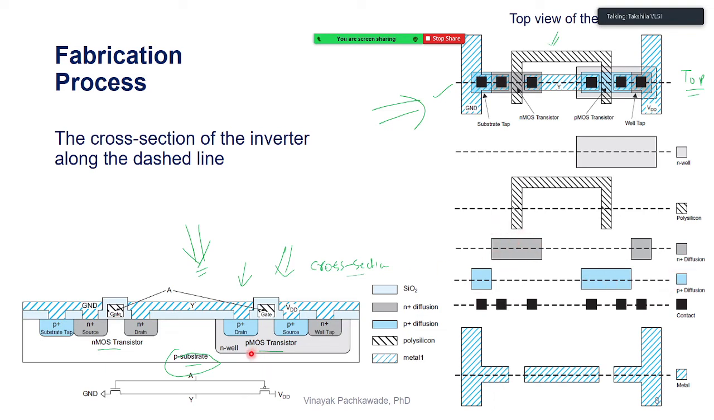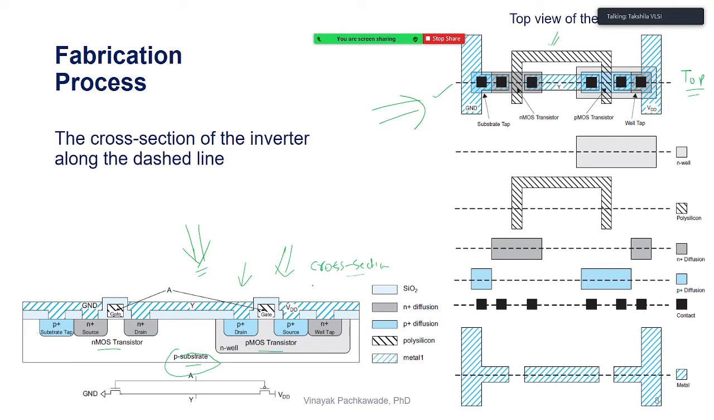Then I go to the N-well. Here is the area where I want the N-well to be constructed. Where is the mask for the N-well? Here I put the mask. Then inside the N-well I have heavily doped P plus and P plus dopants. I go to the top view again. Where are the P plus regions? Here, this square, this square. Where is the mask for that? Right over here. Look, this is how you can observe each of the masks.